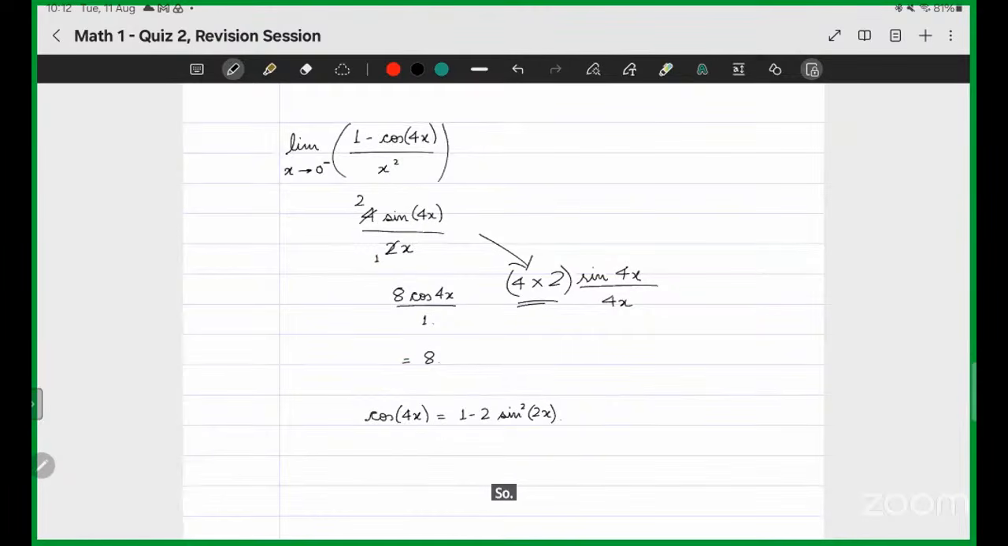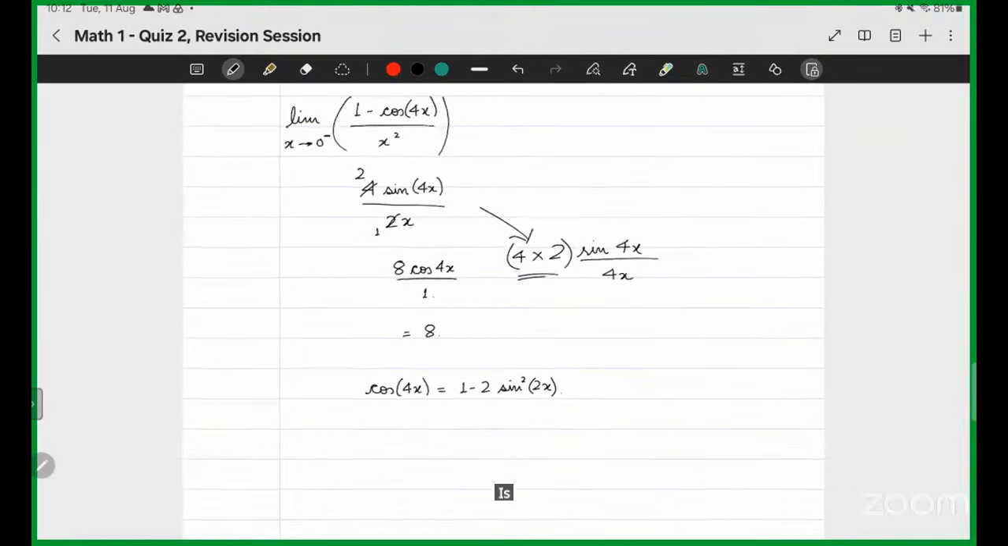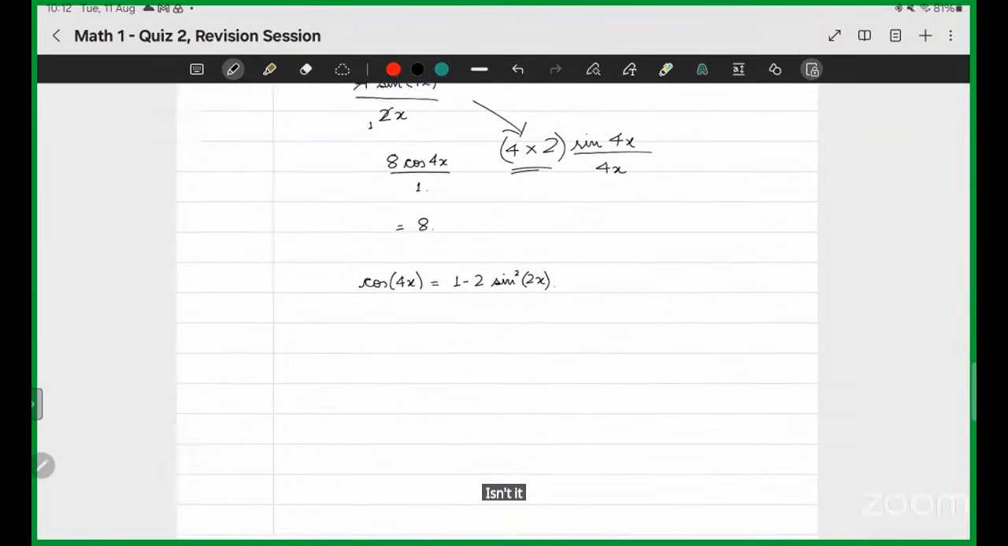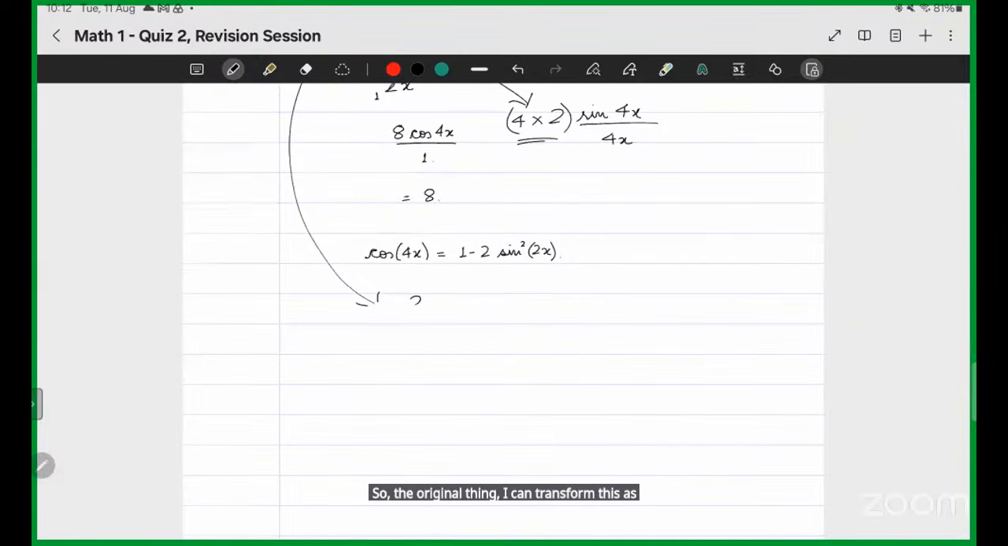So 1 minus cos 4x is 2 sine square 2x, isn't it? So the original thing, I can transform this as 2 sine square 2x divided by x square. This is fine.